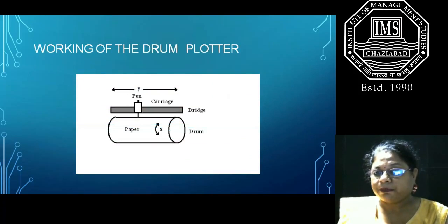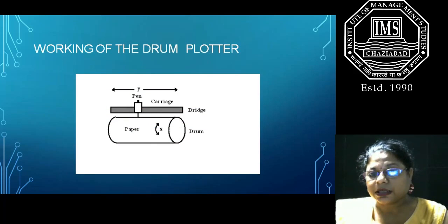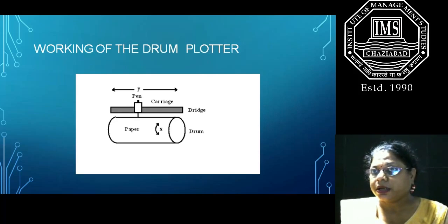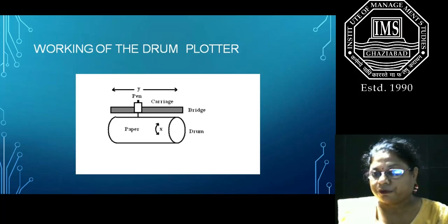Now, how the drum plotter works, I already told you: as and when the drum rotates, the cartridge will be moved here and there, in the vertical direction or vertical motion and the horizontal motion. On that basis, the image can be created on the piece of paper which is rolled around the drum.